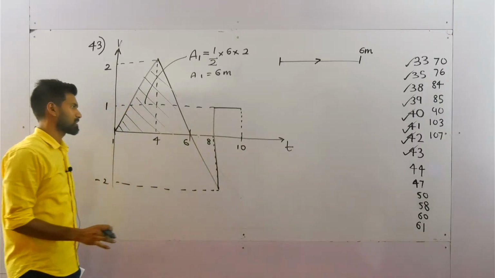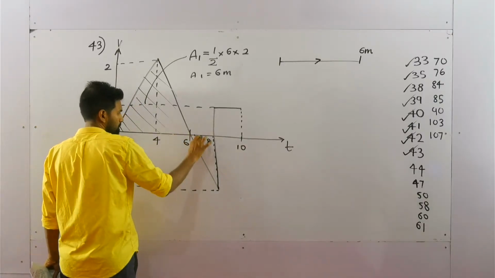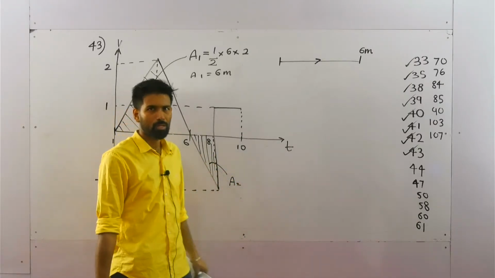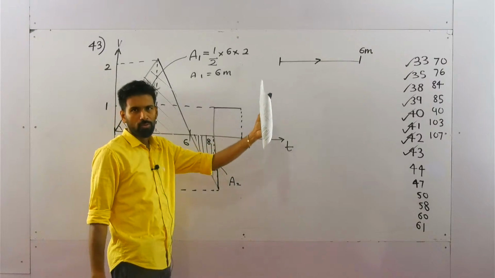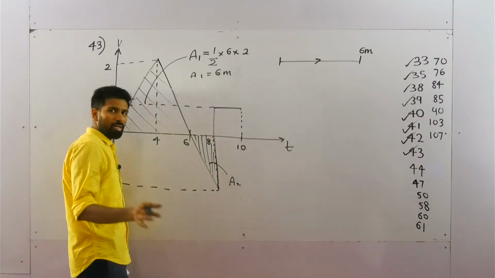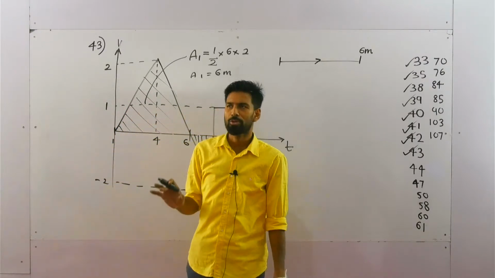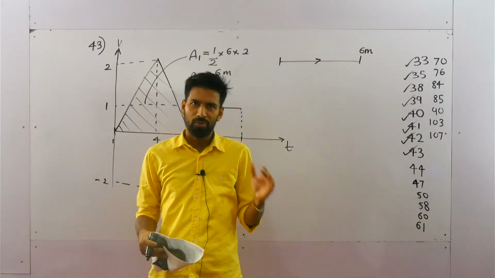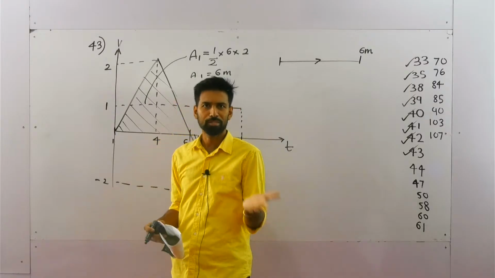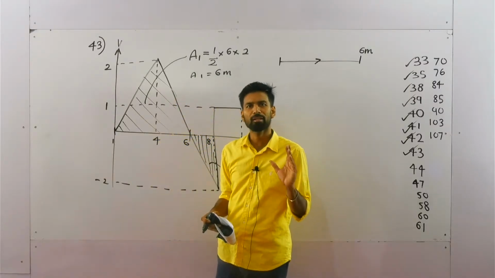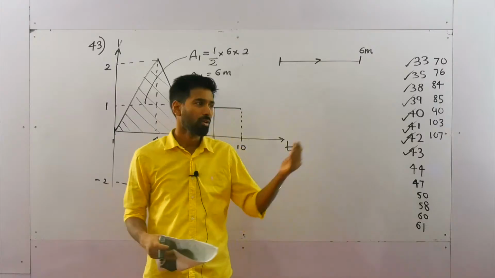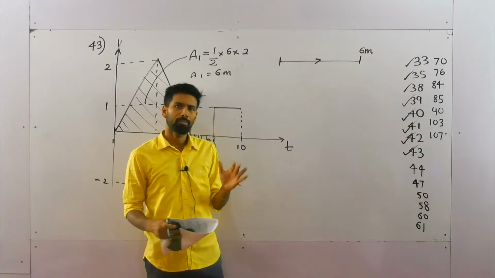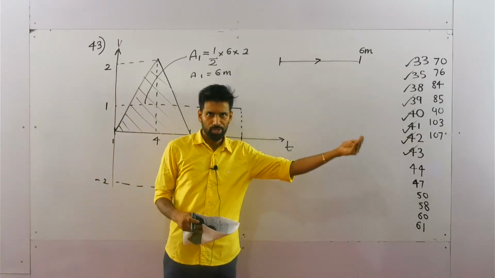After that, what happens? The velocities become negative. Velocities will become negative when the object turns back. Okay, so now it's coming in the opposite direction. And there's a small thing you have to remember. I have taught you this. In a velocity time curve, first you have to find the area under the minus velocity, and remember that the area under the minus velocities will give you the distance which it came back.